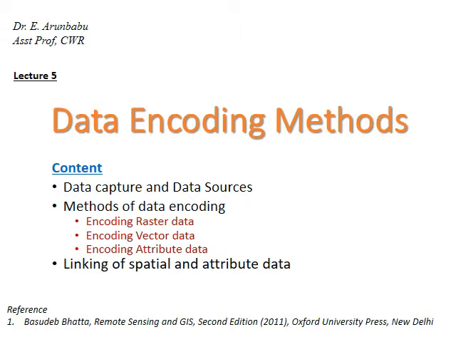So at the end of this presentation, we will try to understand what are all the data capture methods that are available and what are all the different data sources from which we can encode the data into the GIS format. For example, we looked at the different data models, raster data model and vector data model: how to encode this raster data model, how to encode this vector data, and how to encode the attribute data are the content of this presentation. And finally, we try to understand how the linkage between the spatial and the attribute data has taken place.